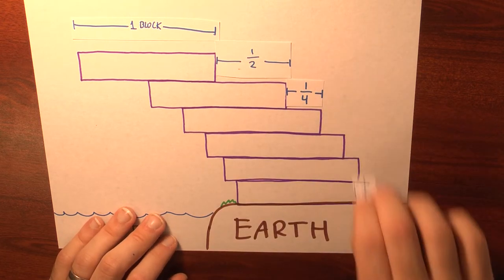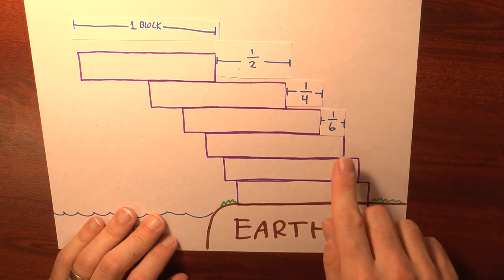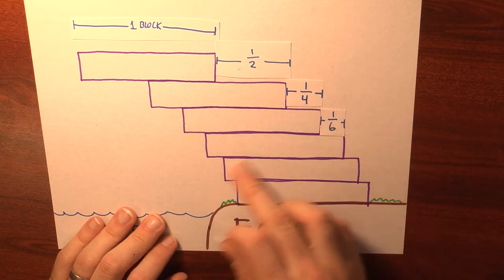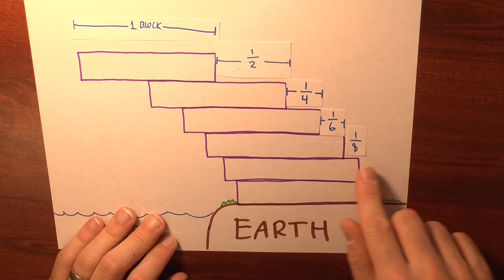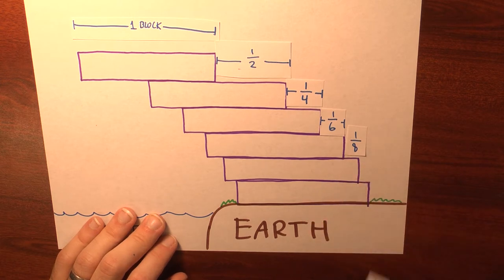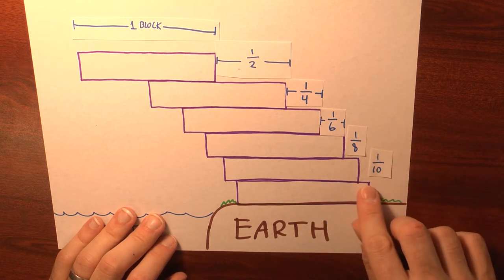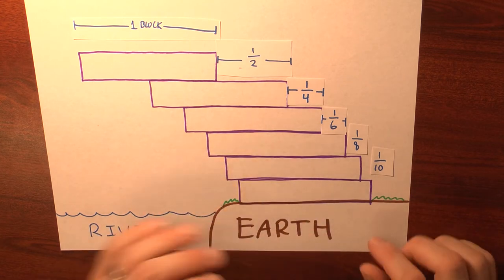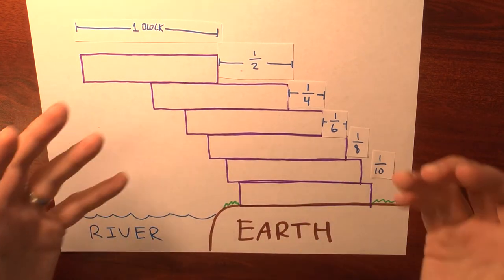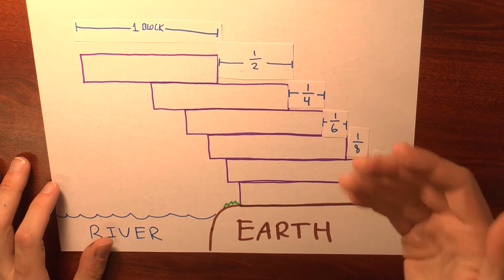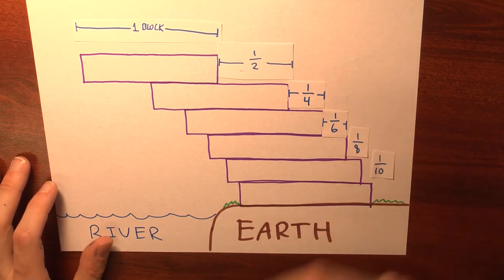The next block is a sixth pushed in. The next block is an eighth. This distance here is an eighth of a block. The next block here is a tenth of a block. If I put another block under there, I'd offset it by a twelfth of a block. The next block would be by a fourteenth of a block, then a sixteenth of a block, and so on.